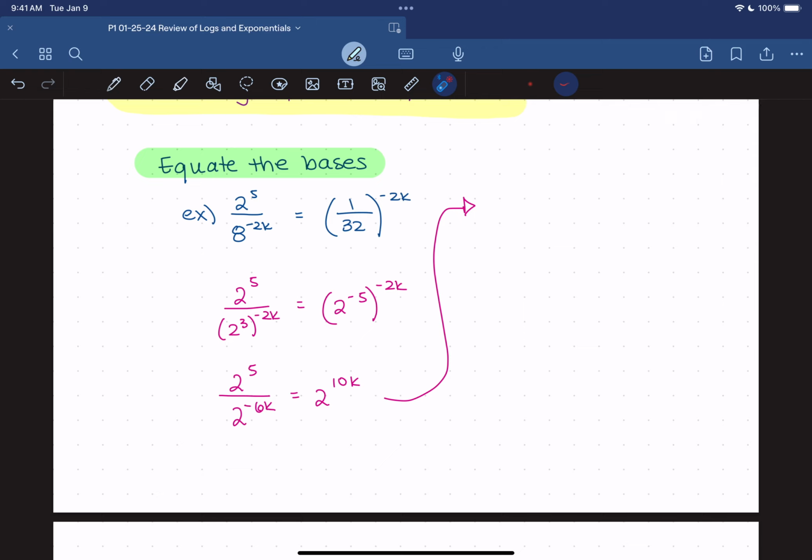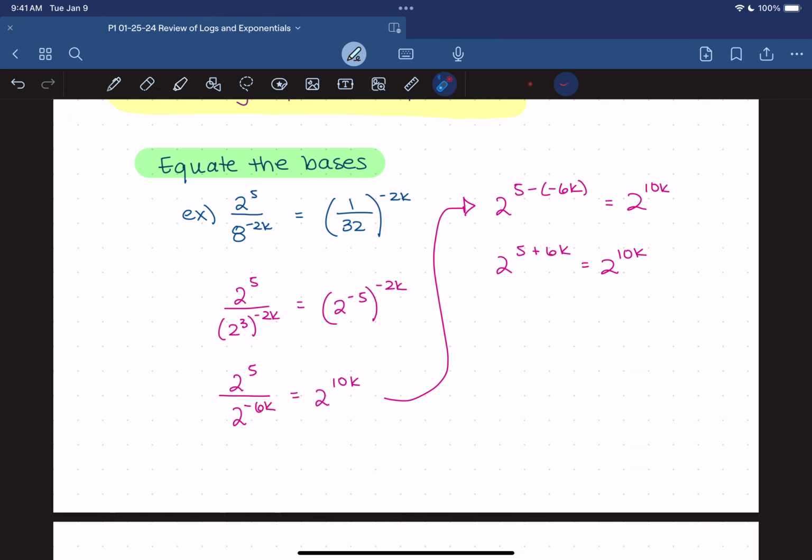More properties of exponents. I've got division between the same base. That means I can subtract the exponents. And then over here, I still have 2 to the 10k. I can just rewrite that exponent on the left as 5 plus 6k.